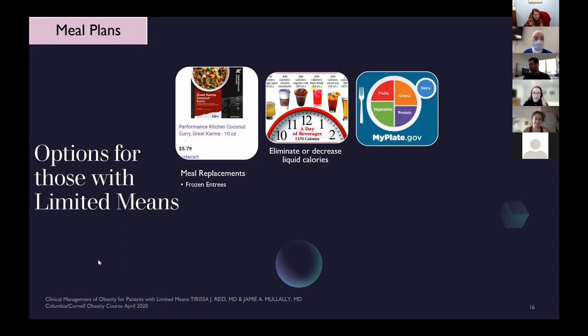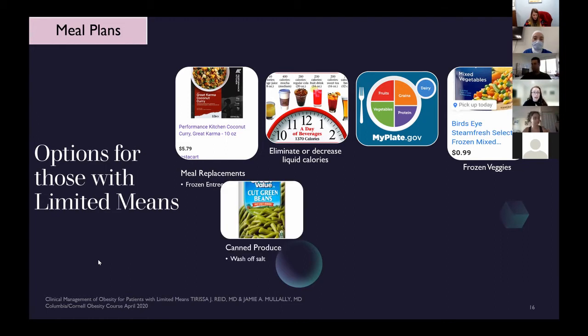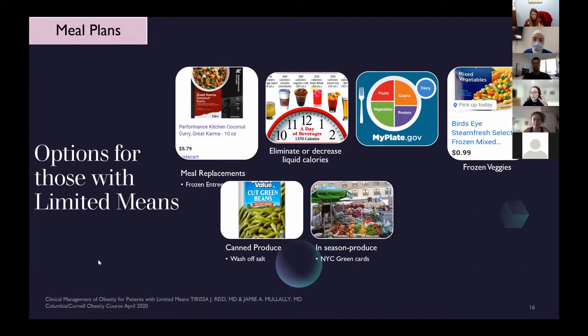So anyway, get rid of liquid calories. That's an easy one. MyPlate can be helpful for some people if they have no sense of portions in the beginning. I don't love using it, but you can. Frozen vegetables are a really good and cheap option. If you look, this is like $1, right? If you use canned produce, just tell people to wash off the water first, because there's a huge amount of sodium. And in-season produce is always cheaper.